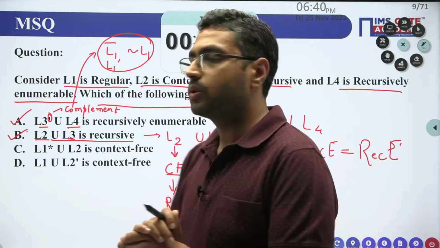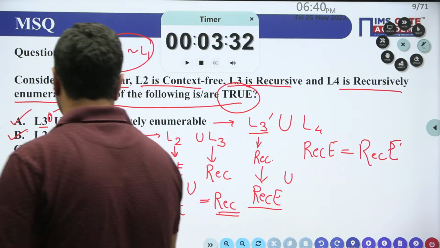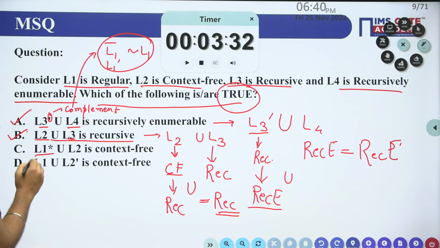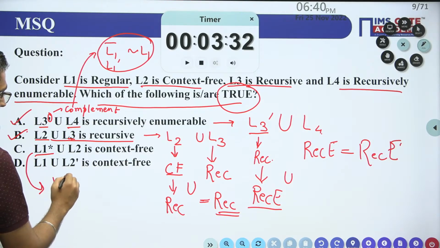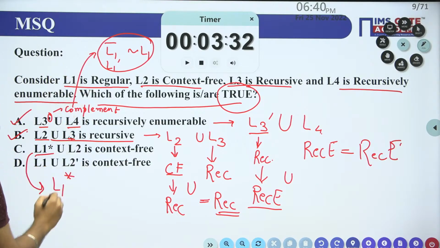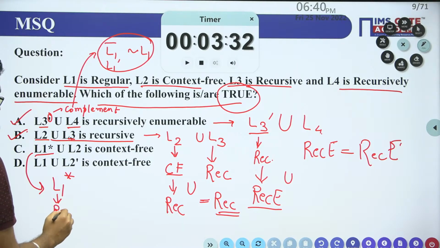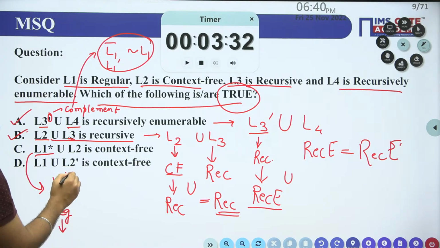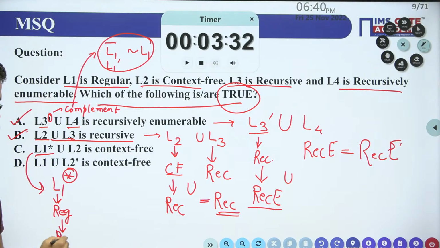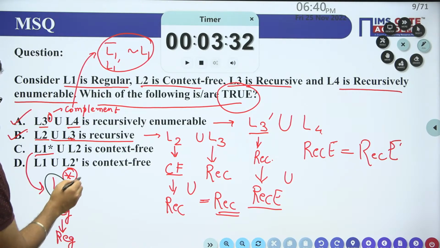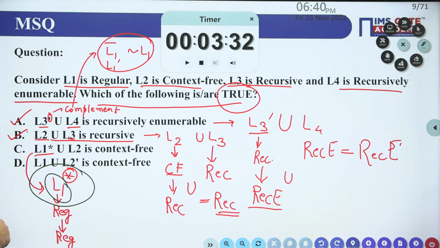Right. So next we go to the last option. L1 star union L2. So what is L1 star? L1 is a regular language. Regular languages are closed under Kleene closure. So L1 star is also regular.